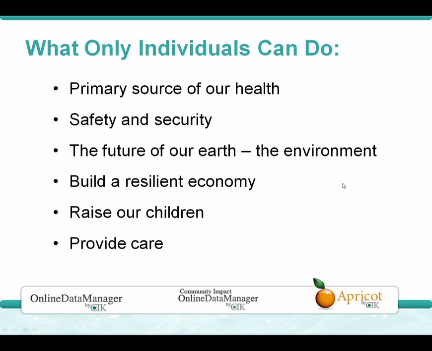The next issue is safety and security. It's important that people are involved in that. The neighborhoods that are safest are ones that have the most social efficacy or the social connectedness. So it's important that that happens.